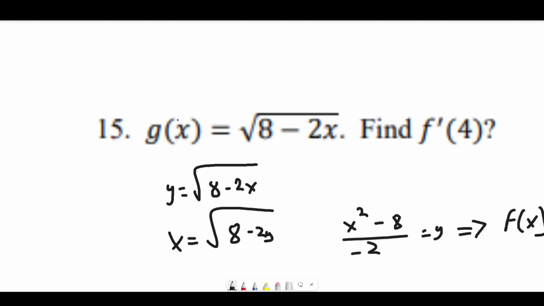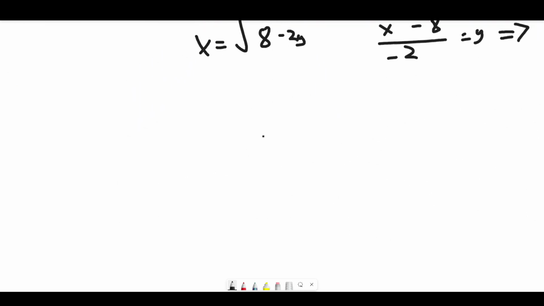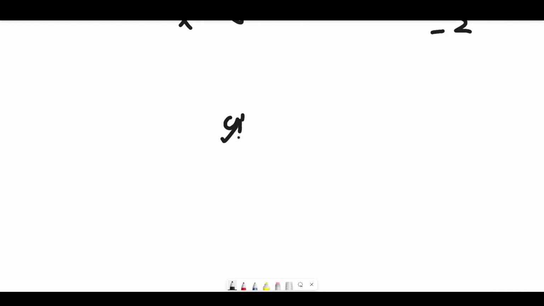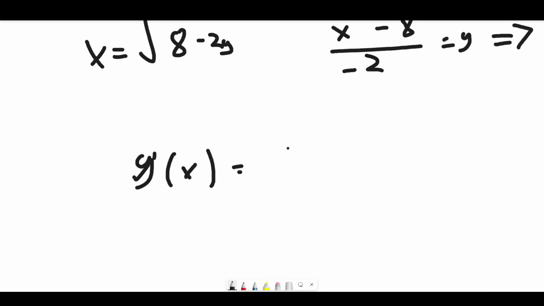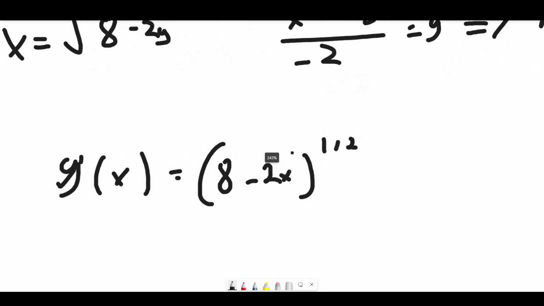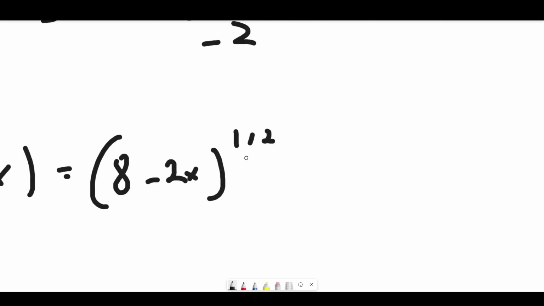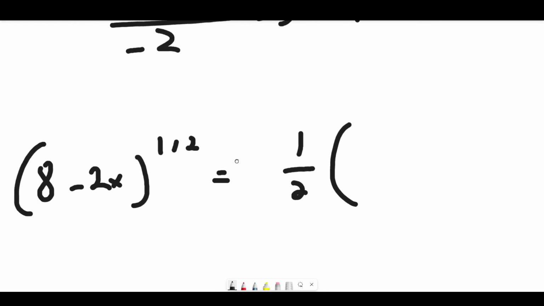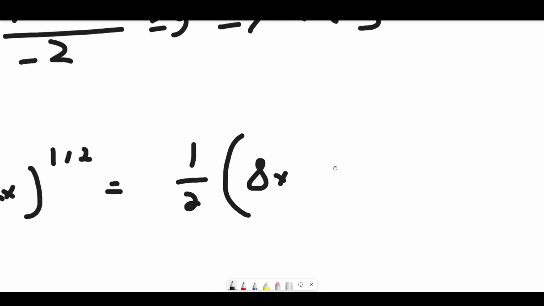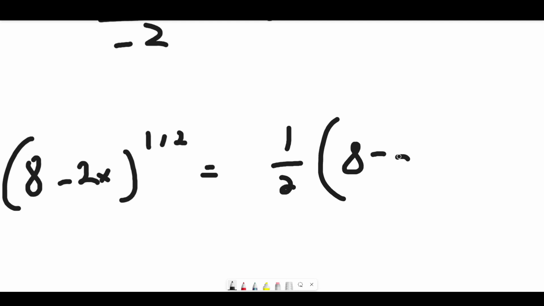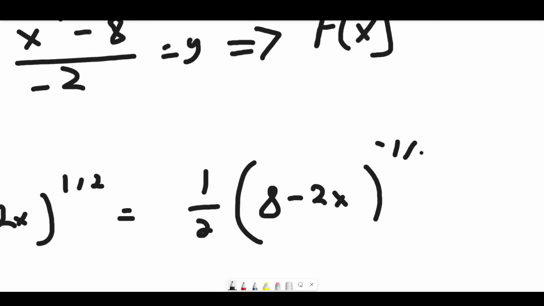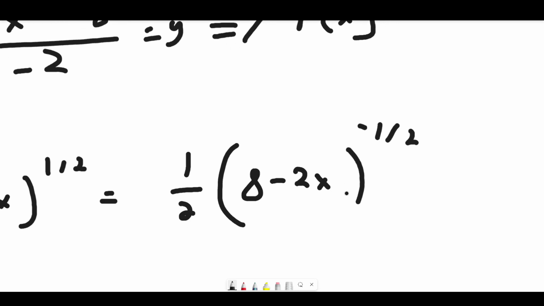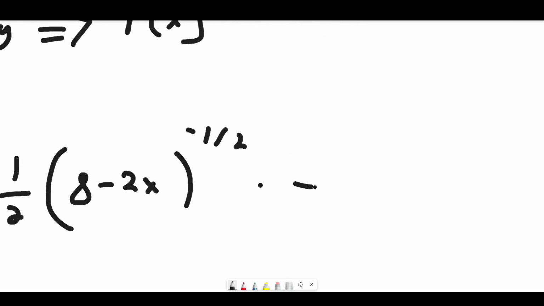Now, I'm going to find the derivative of g of x. So g prime x equals 8 minus 2x to the 1/2 power. I wrote it as an exponent because we have to use the chain rule here. So I'm going to bring down the 1/2 and then subtract 1 from the exponent. So it's going to be 1/2 times 8 minus 2x to the negative 1/2 times the derivative of the inside function, so just negative 2.